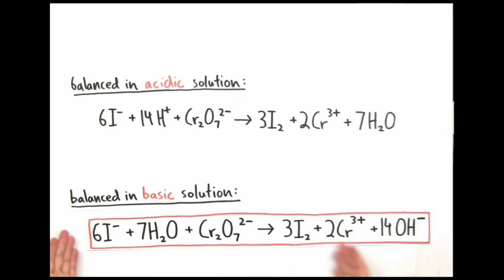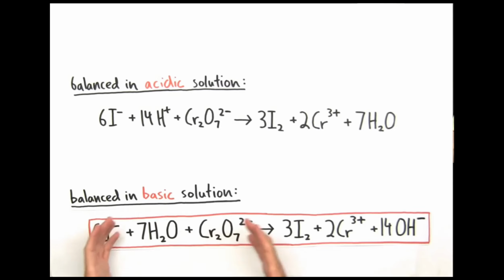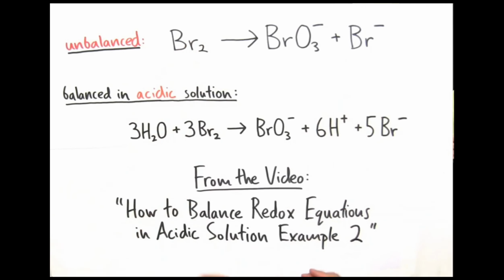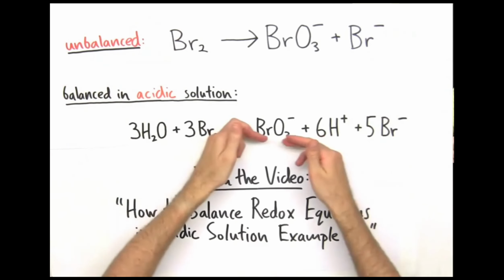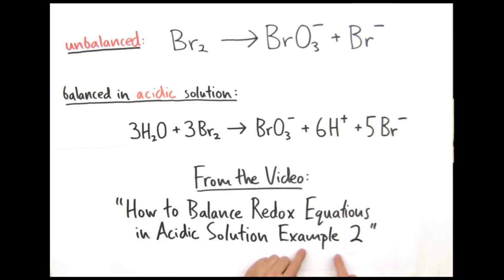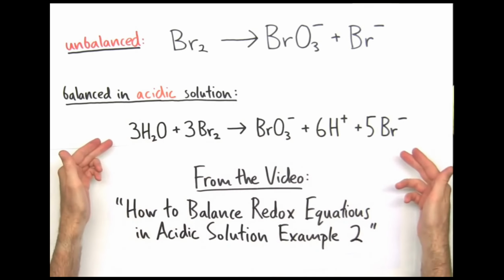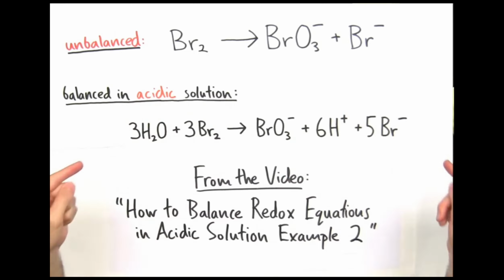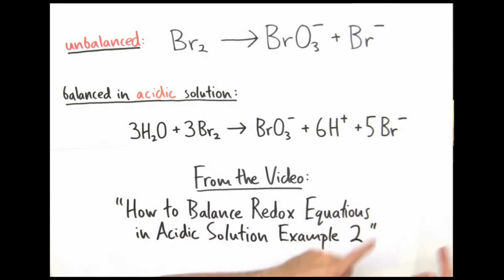And of course, I should say that just after we balance this in basic solution, we then want to be extra sure and do a final check to make sure that the charges and the atoms balance, but I don't really want to worry about that right now. I'm pretty confident about our work here. Here's our second equation. I showed how to balance it in acidic solution in this video here, example 2. Now I'm going to take the final answer that's balanced in acidic solution, and balance this in basic solution.